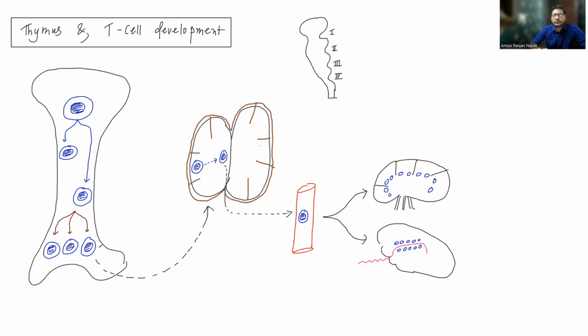In this lecture, we are going to study about thymus and the T cell development. As you all know, along with the bone marrow, thymus is also a primary lymphoid organ because inside the thymus, the T cells will get matured.